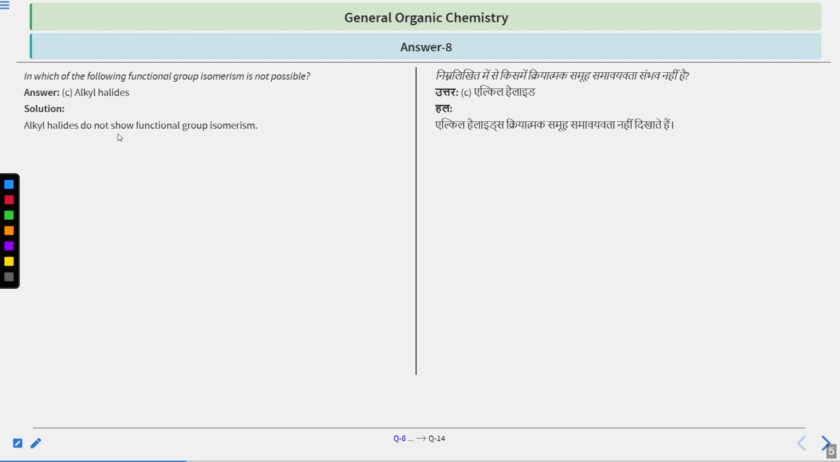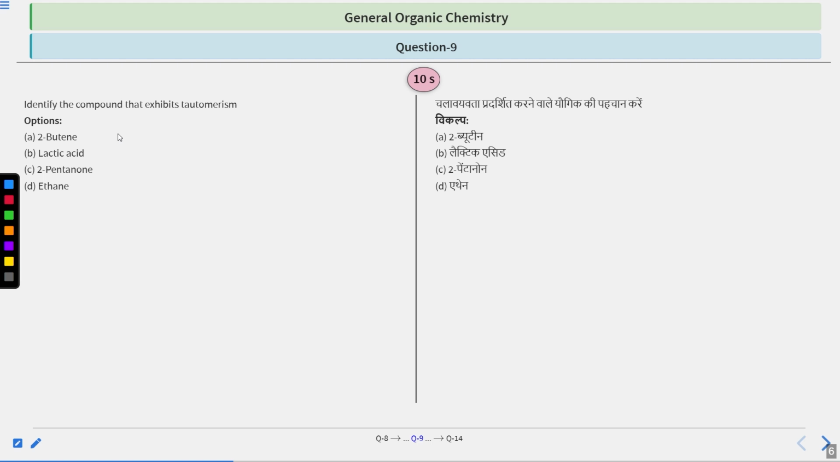Okay, let's move on to the next question. Question number 9. Identify the compound that exhibits tautomerism. Tautomerism is a concept, and in the question we have to identify the compound given in the options which exhibits tautomerism. Options are 2-butene, lactic acid, 2-pentanone, or ethane. You have 10 seconds to solve this question. After that, we will see the answer.